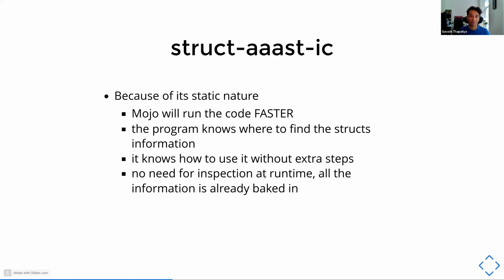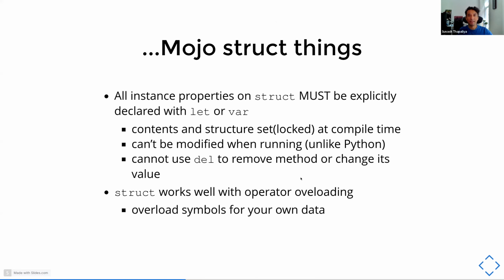So it does not need to inspect at runtime for all the information that's already there. Right. Mojo struct, more things. All instance, right? Okay. So when you're using struct, this is when you switch to a different language, like I was talking about Mojo switching modes. In struct land, you're entirely, fully in Mojo land here, because this is a whole new thing.